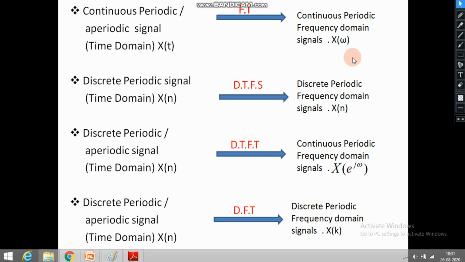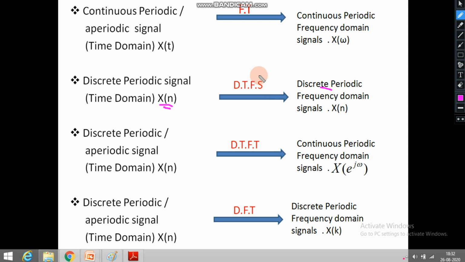For the digital processing of the signal, we have to use the discrete signal, or we have to consider the discrete signal. So for the analysis of the discrete signal, the discrete periodic signal, that is x of n, a discrete signal, is converted to a discrete periodic frequency domain signal by the discrete Fourier series.